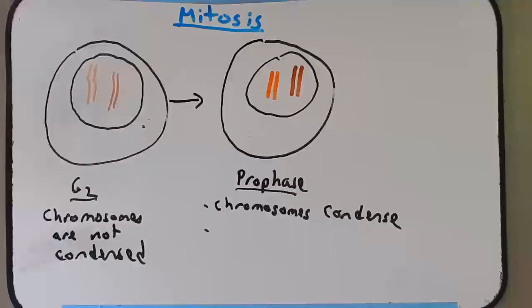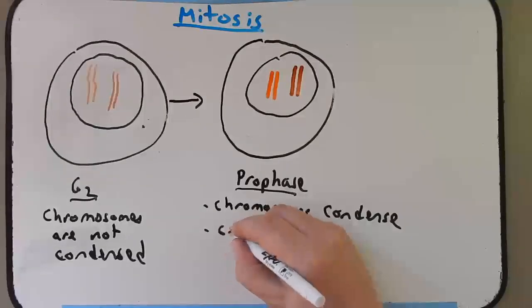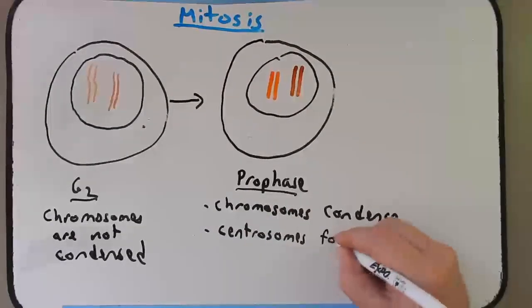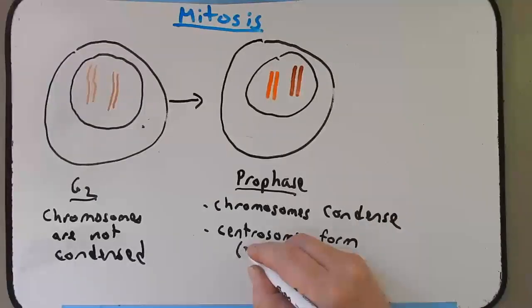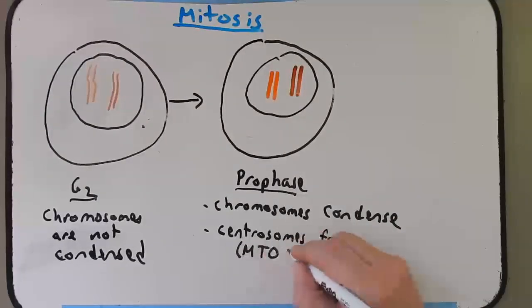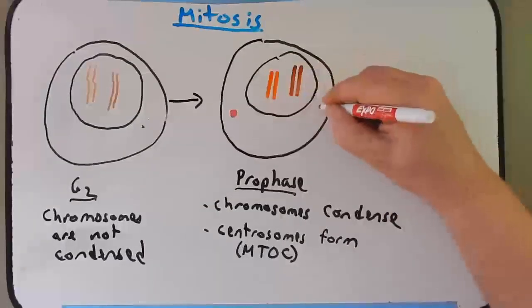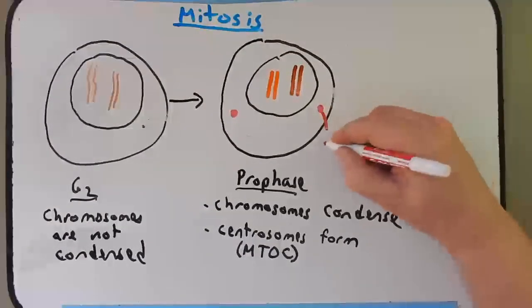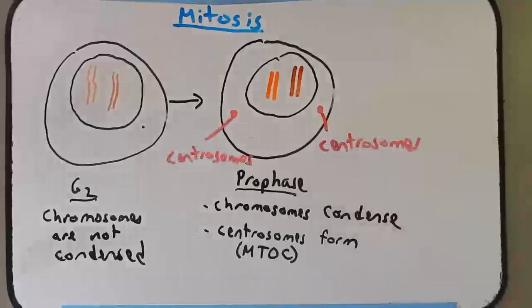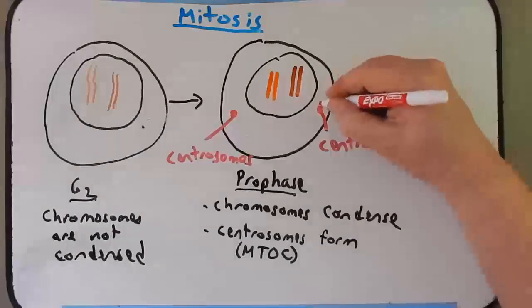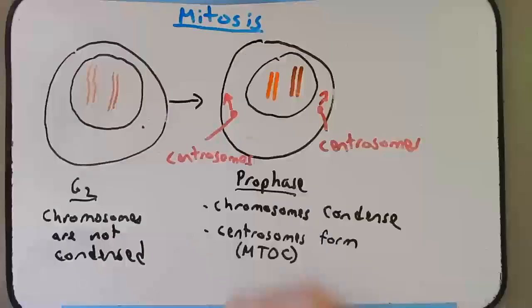Another important thing happens during prophase, and that is the structures called the centrosomes begin to form. And what the centrosomes are is they are the microtubule organizing center. And so I'm going to draw them like this here. We're in the cytosol, but these are the centrosomes. And as they form, they will begin to migrate towards opposite sides of the cell.